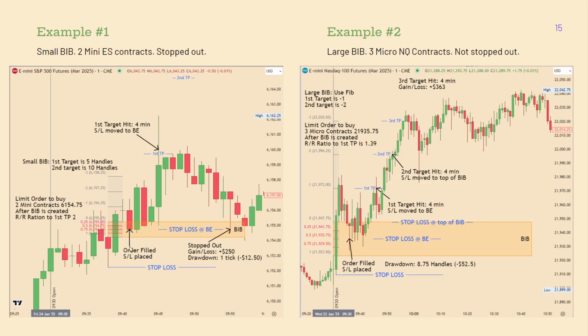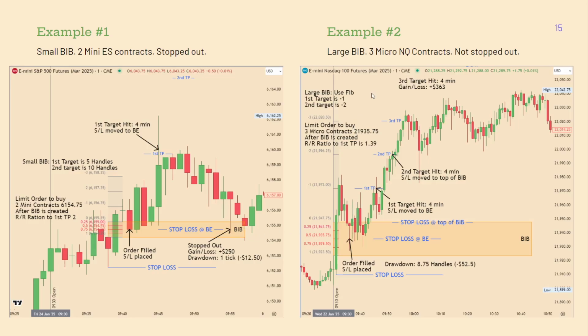Now, it's important to make sure your stop loss is placed. It should be at the bottom of this candle, but that was a misplacement on TradingView for this example. After 4 minutes, our price went and hit our target. We moved our stop loss to break even to protect our remaining capital. In this example, we were stopped out. We netted $250 and we only experienced 1 tick of drawdown, so there would be no fear to hold this trade.